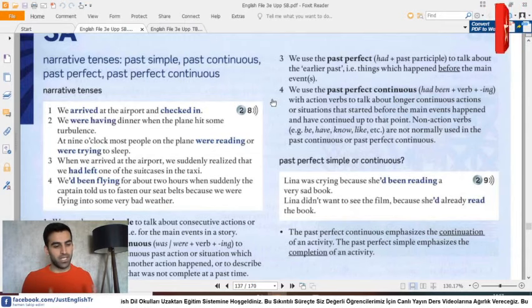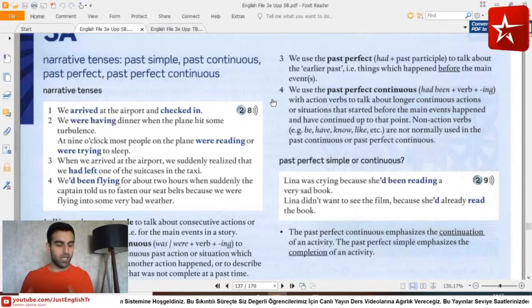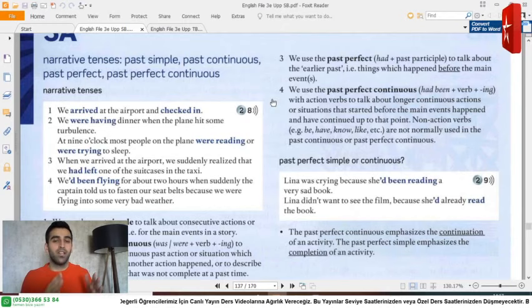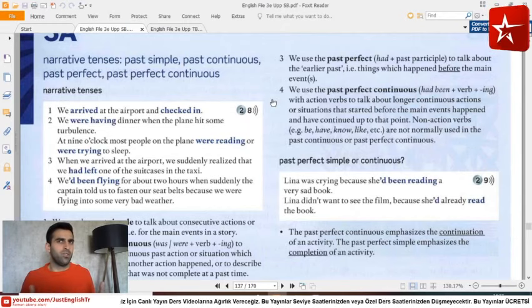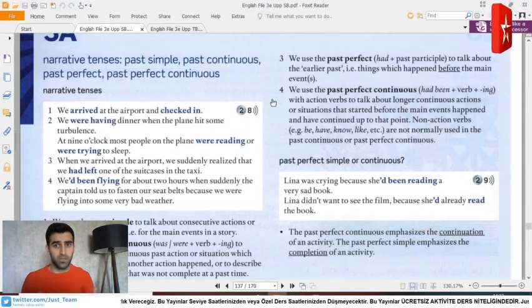We use the past perfect continuous with action verbs. As you know, we have two types of verbs: action verbs and non-action verbs. Action verbs, for example, write, writing, read, reading, move, moving, talk, talking. And at the same time, we have non-action verbs such as know. I know you, but I knowing you, no, we can't. I am liking you, I've been liking you. Oh, no, it's false. We shouldn't use that.